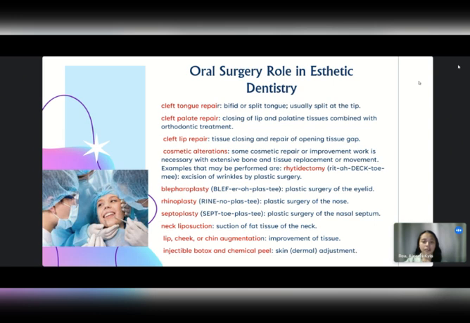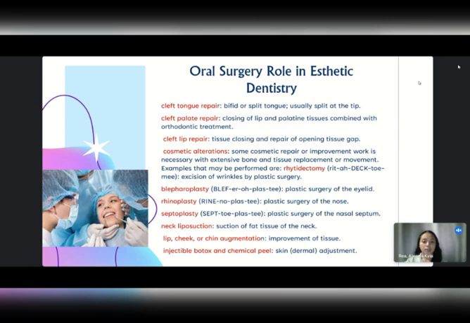And lastly is the injectable Botox and chemical peel, which is a skin adjustment. So these are non-surgical cosmetic procedures aimed at enhancing the appearance and texture of the skin. So this treatment offers effective solutions for reducing wrinkles, fine lines, and other signs of aging, as well as improving overall skin quality.